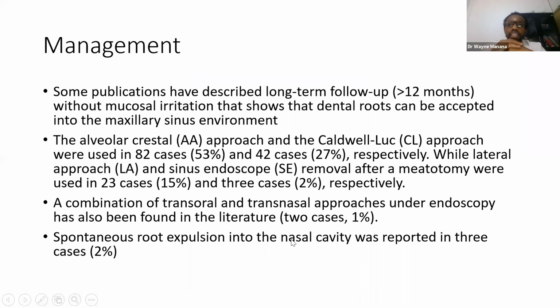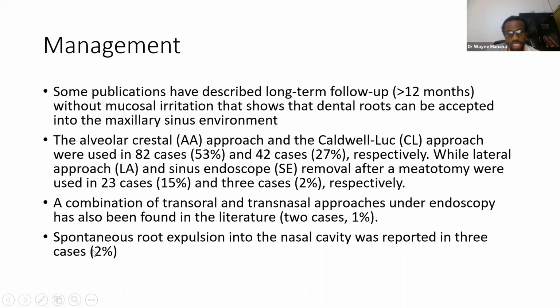As for management, some people have said if it is small, you can just follow up the patient and they have reported good results. But by and large, the gold standard is you have to retrieve the root because it's a foreign body, and to retrieve it you have to open the sinus. You can open around the alveolar crest, which is the alveolar approach, or you can open what is called the Caldwell-Luc approach, which is actually the commonest of these two. Or you can do a lateral approach. You can do endoscopic, using cameras through the nose into the middle meatus. Or you can do a combination of all these.